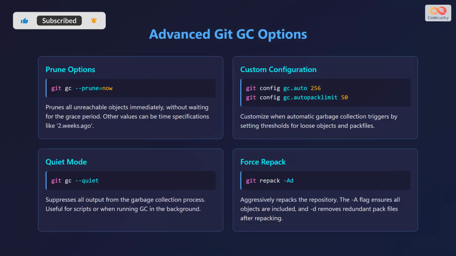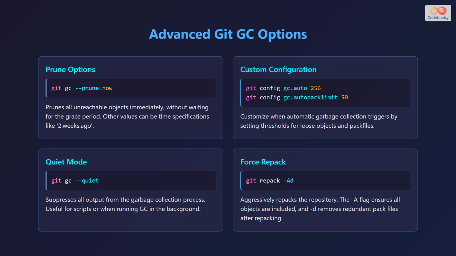Now let's discuss advanced Git GC options. The prune option allows you to prune all unreachable objects immediately, without waiting for the grace period. Use the command git gc --prune=now. Other values can be time specifications like 2 weeks ago.